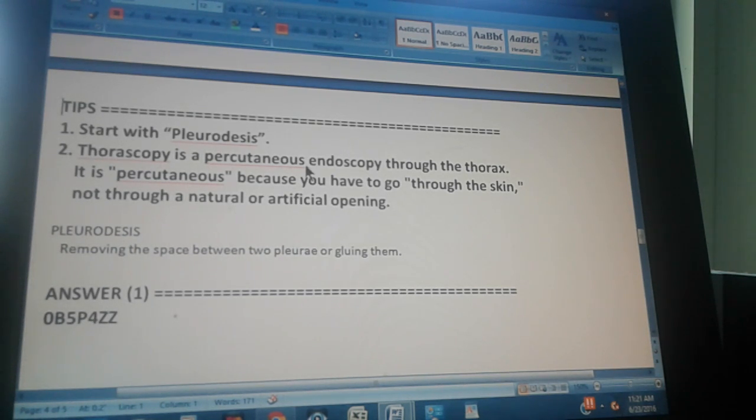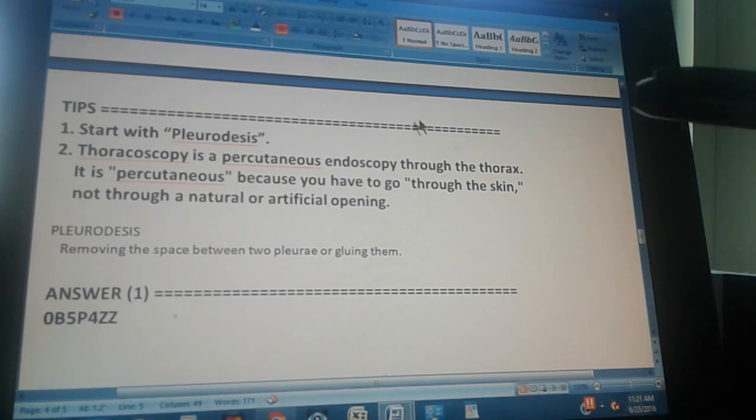Thoracoscopy is a percutaneous endoscopy through the thorax. I think thoracoscopy is spelled wrong. It's thoracoscopy. Thoracoscopy is a percutaneous endoscopy through the thorax. An endoscopy is just visualizing the inside of an organ. That's a general definition. And if it's percutaneous, it means that it's done through the skin. And thoracoscopy is a percutaneous endoscopy through the thorax.